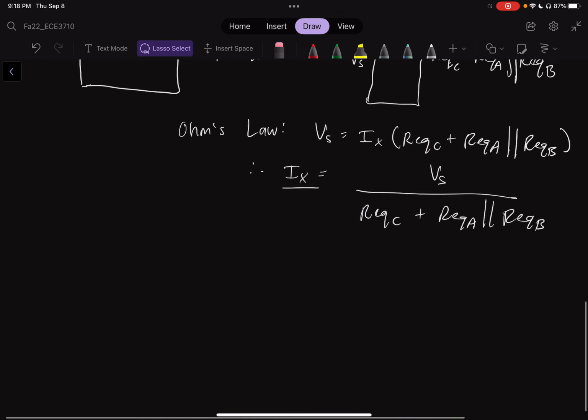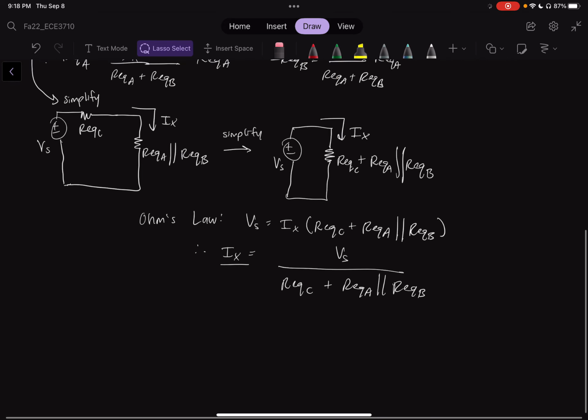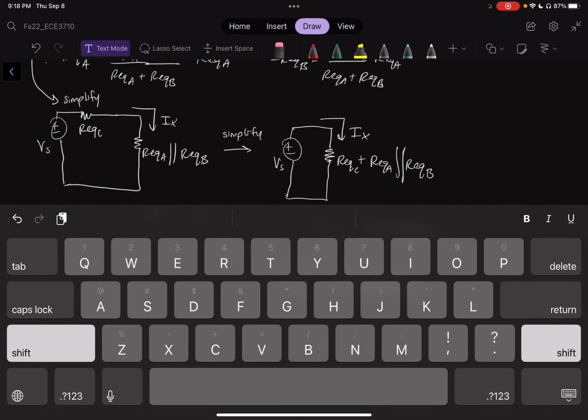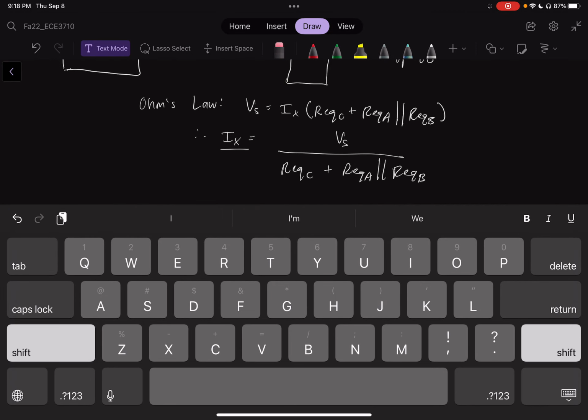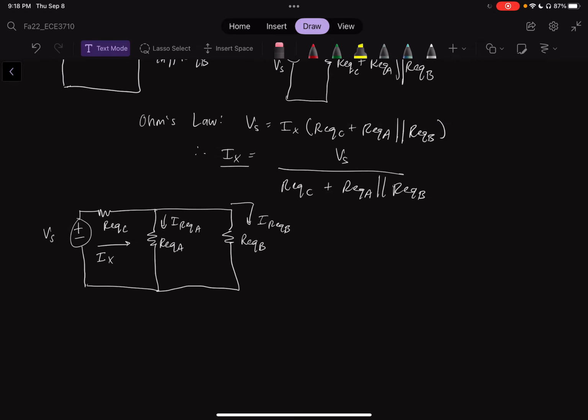Copy, text mode, and I'm going to paste right there. There you go. All right.